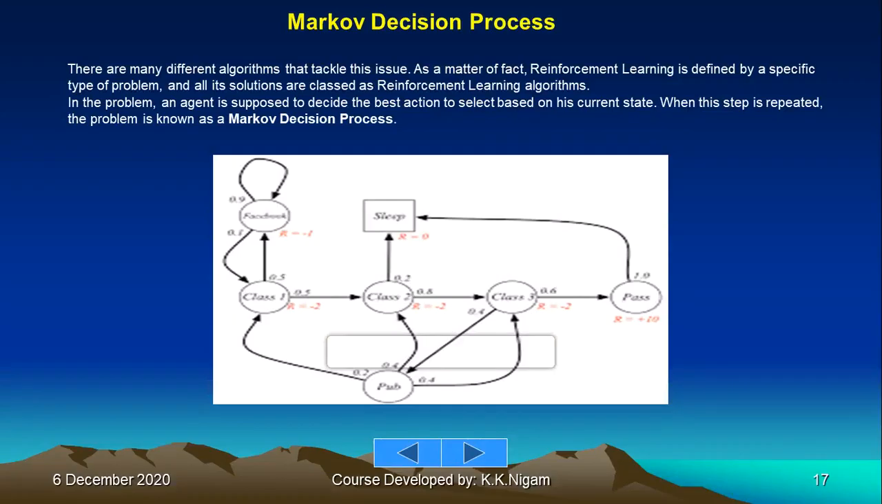Now, there are many different algorithms that tackle this issue. As a matter of fact, reinforcement learning is defined by a specific type of problem, and all its solutions are classed as reinforcement learning algorithms. In the problem, an agent is supposed to decide the best action to select based on its current state. When this step is repeated, the problem is known as Markov decision process, so that it keeps on repeating until you get the most suitable model or outcome.